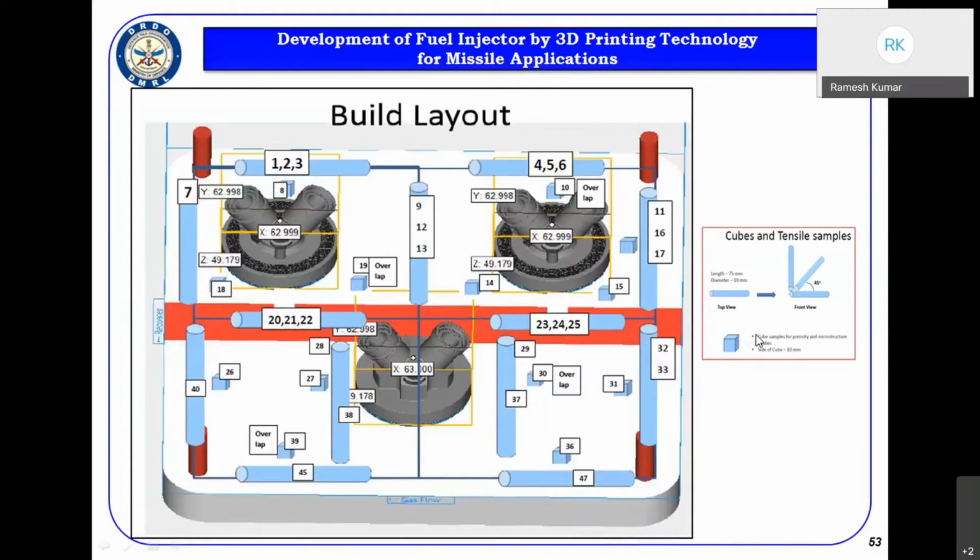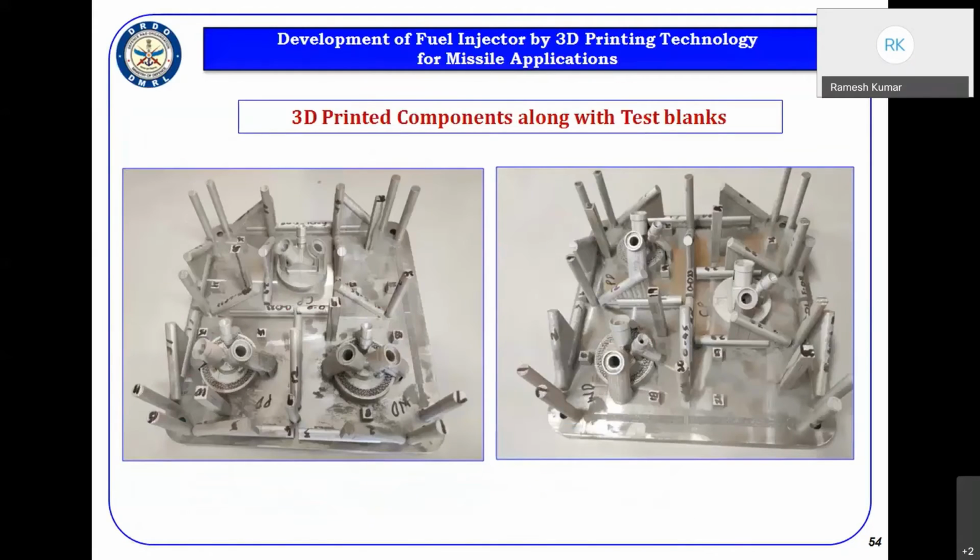This is the component along with test blanks. What we have got after the 3D printing of this component, which took about 48 hours to print this complete build. These are the test blanks. These are the three different components. These are the three design versions.